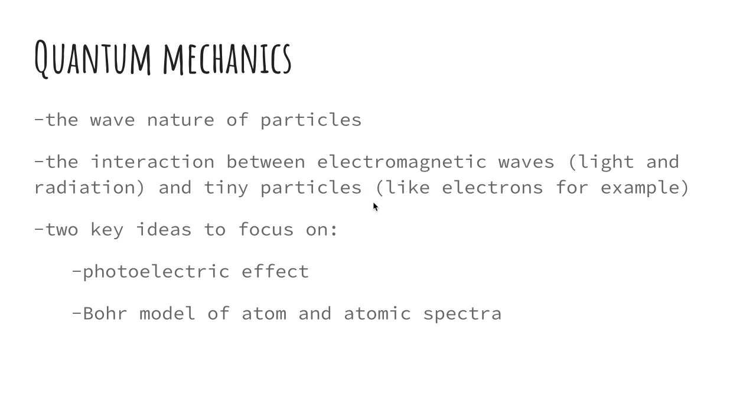There are two key ideas to focus on in terms of quantum mechanics. First one is the photoelectric effect, photo meaning light, electric meaning electrons, so the interaction between light and electrons, and then also the Bohr model of an atom, and going along with that, atomic spectra.